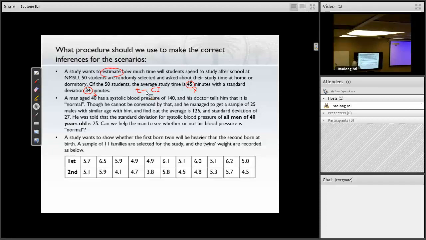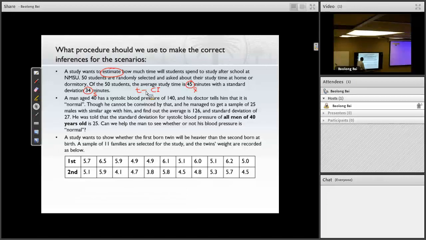Next, a man aged 40 has a systolic blood pressure of 140, and his doctor tells him that is normal. Though he cannot be convinced, he managed to get a sample of 25 males of similar age and found that the average is 126 and the standard deviation is 27. It was told the standard deviation for systolic blood pressure for all men of 40 years old is 25. Can you help the man to see whether or not his blood pressure is normal, right?